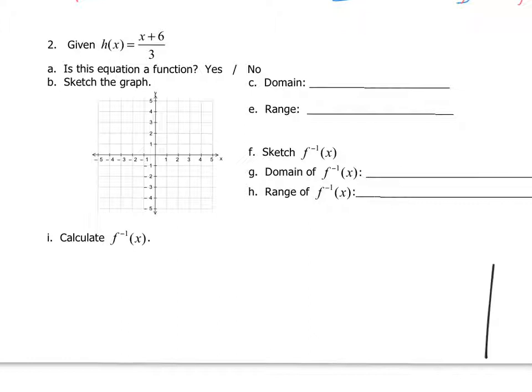Go ahead and press pause on the video, and then I'll just put up the solutions here.